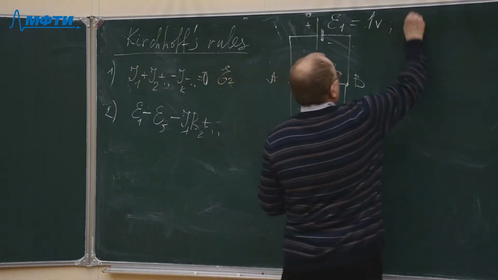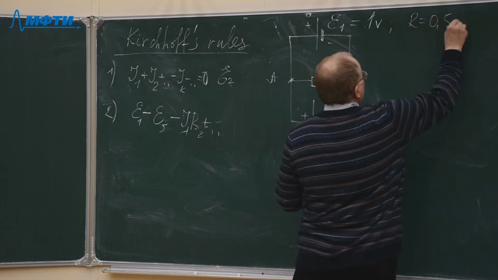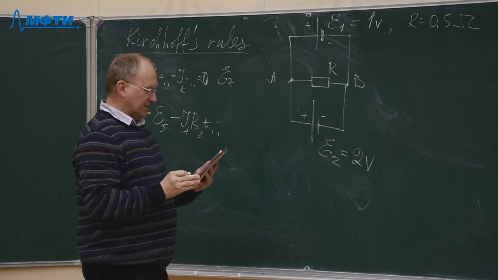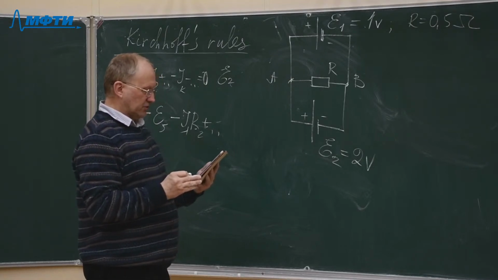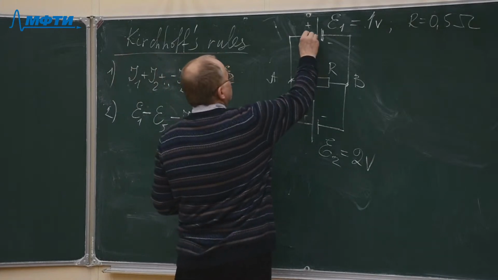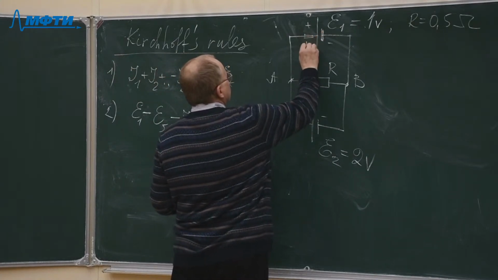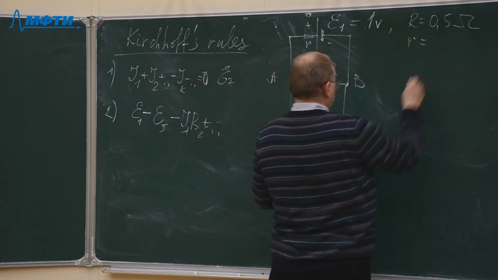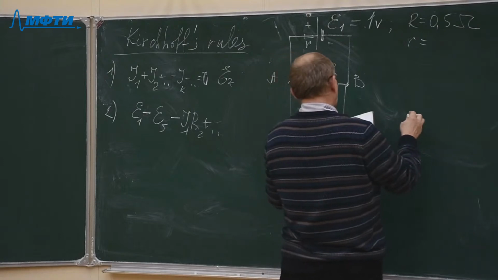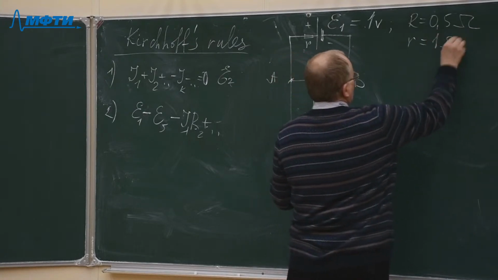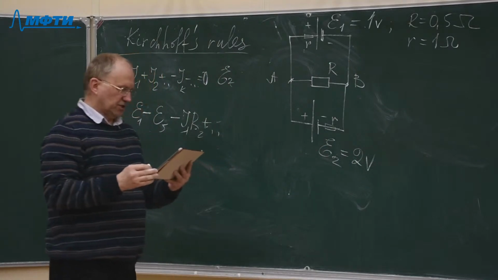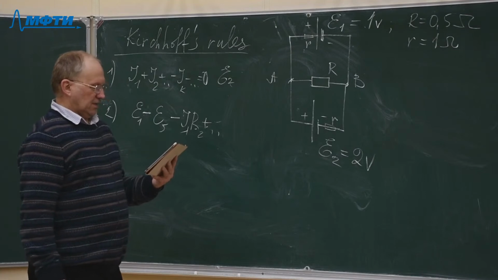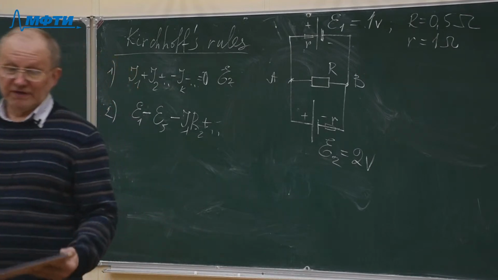It's 0.5 ohm. The internal resistances of the cells are the same and equal to 1 ohm each. So there is an internal resistance of each cell here and here. And this internal resistance is also given, and it's equal to 1 ohm each. Determine the currents flowing through the cells and the resistance R. Disregard the resistance of the feeding wires.